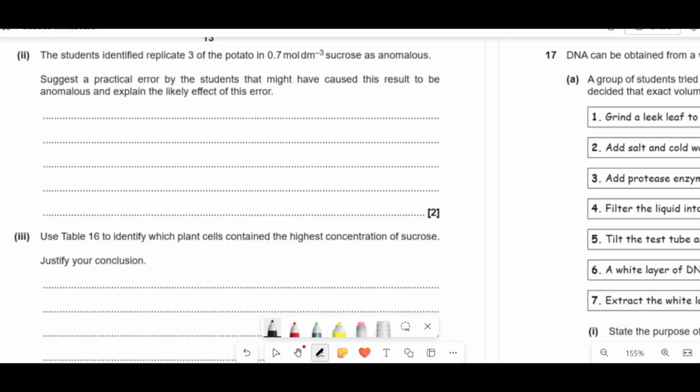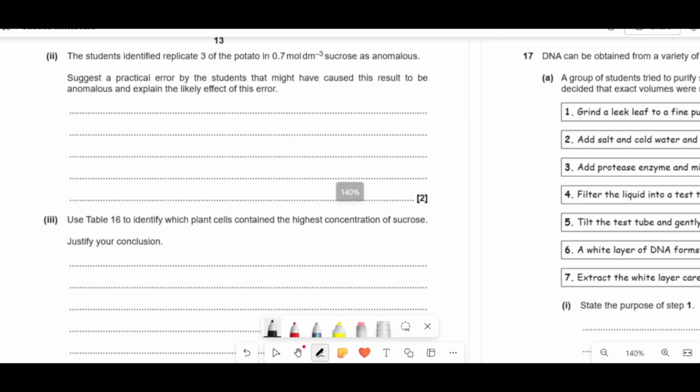The students identified replicate 3 of the potato in 0.7 moles per decimeter cube sucrose as anomalous. Suggest a practical error that might have caused this result to be anomalous, and then explain the likely effect.